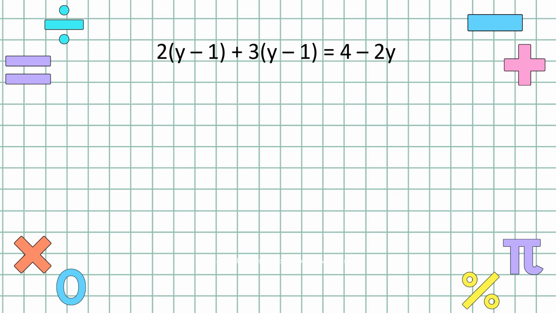For our last example, you may try to solve for y here. We have 2 times quantity y minus 1 plus 3 times quantity y minus 1 as equal to 4 minus 2y.